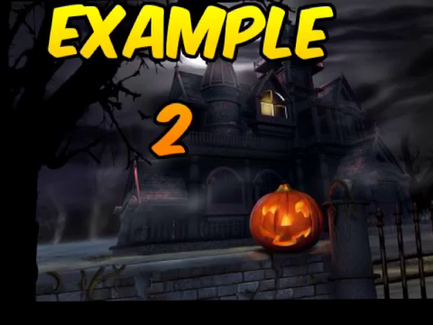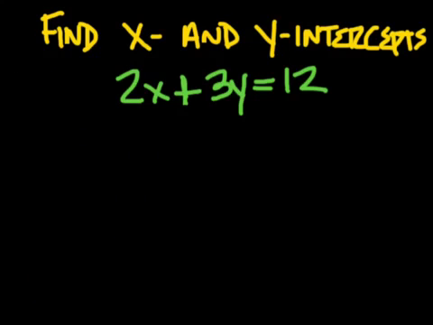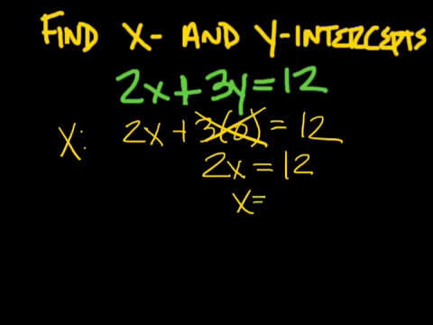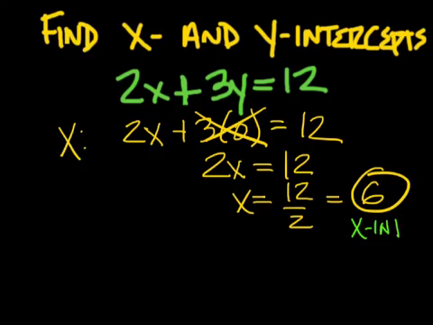Here's example 2. Find the x and y-intercepts for 2x plus 3y equals 12. I'm going to find the x-intercept first, and what do I have to do first? Cancel out the 3y, or replace the y with a 0. And since I put a 0 in there, what can I do now? Just take that out because it turns to 0. So you're left with 2x equals 12. What's x going to be if 2x equals 12? It'll be 6. So that's your x-intercept.